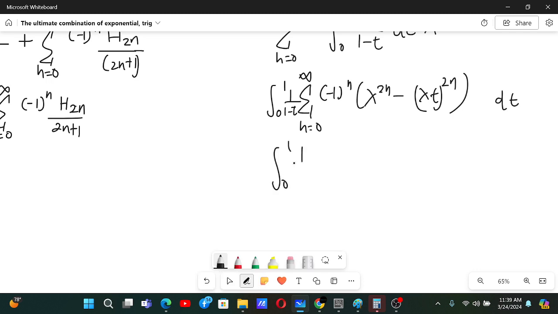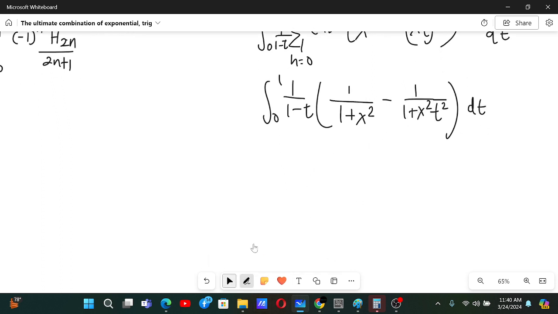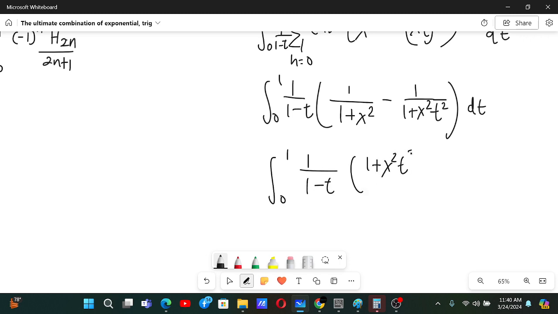Now we can use the geometric series representation for these things. Integral from 0 to 1 of 1 by 1 minus t. Now here the first term is 1 and the ratio is minus x square. So that gives us 1 by 1 plus x square, minus 1 by 1 plus x square t square, dt. Now let's first take the LCM, and then let us see what we can do next.